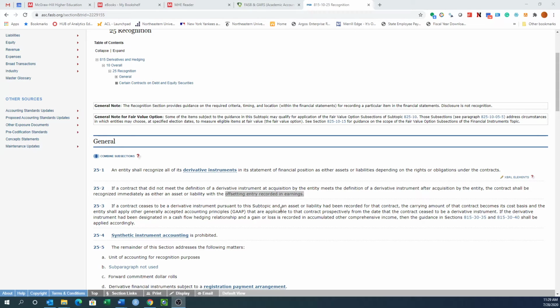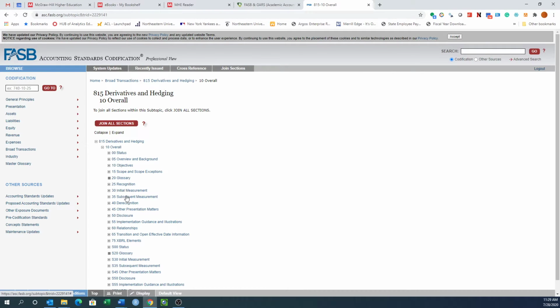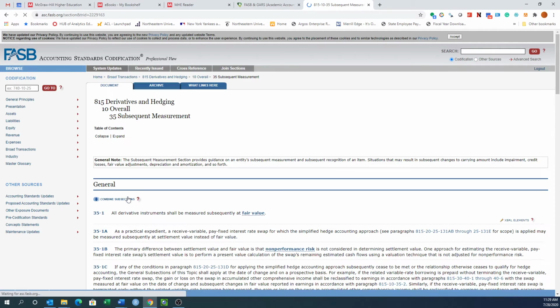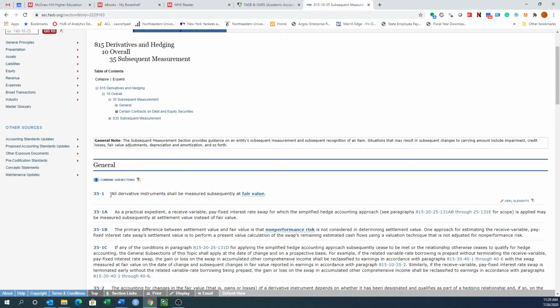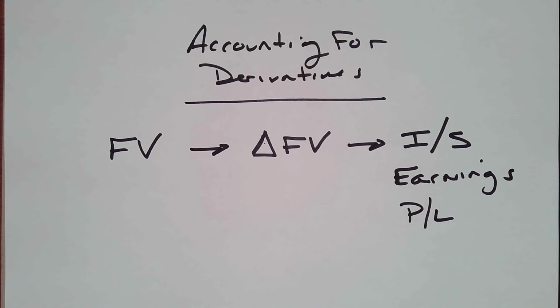If we wanted to take a further look, this is just initial recognition. Let's take a look at subsequent measurement. We have our initial measurement, and I want to look at my subsequent measurement and see what happens. This is 35-1, and it says it all right here: all derivative instruments shall be measured subsequently at fair value. Everything is at fair value, and any changes in the fair value will go through the income statement. It's just that simple. Everything is at fair value, and changes in fair value go through the income statement, through earnings, through the P&L. It's all the same thing.